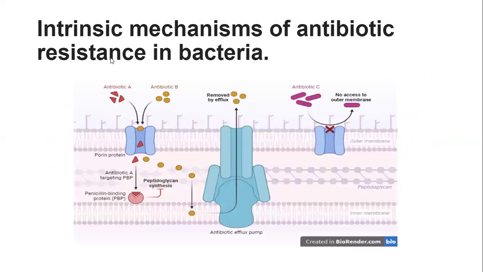This is the intrinsic mechanism of antibiotic resistance in bacteria. We have 3 antibiotics, namely A, B, and C. A and B enter a bacterium through the porin protein, and one will be removed by efflux, and another one will join the penicillin binding protein that cannot synthesize the peptidoglycan layer of the bacteria. The last antibiotic, C, will not have access to the outer membrane.